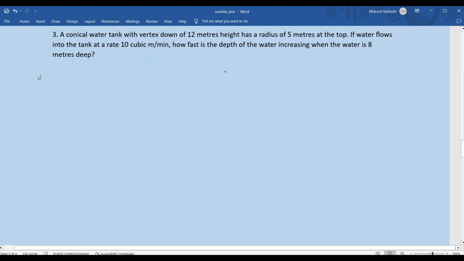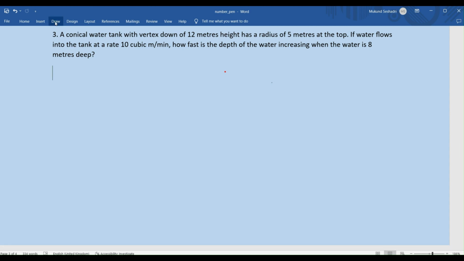Today we have an interesting problem to solve under the topic Applications of Differential Calculus. So here you have the problem on the screen. A conical water tank with vertex down of 12 meters height has a radius of 5 meters at the top. If water flows into the tank at a rate of 10 cubic meters per minute, how fast is the depth of the water increasing when the water is 8 meters deep, right?